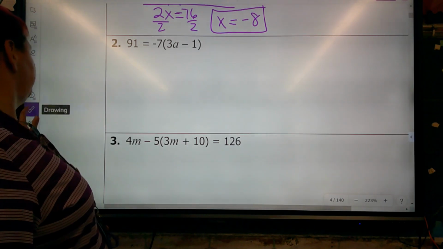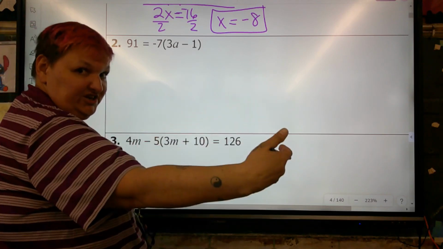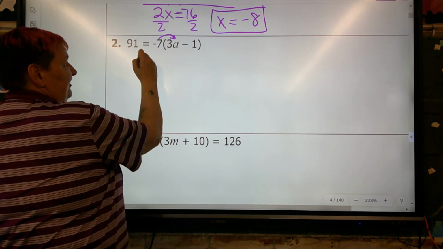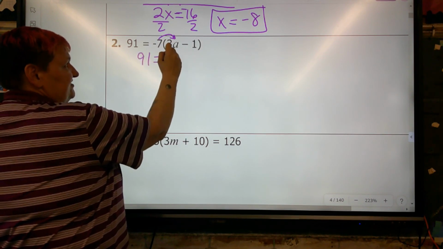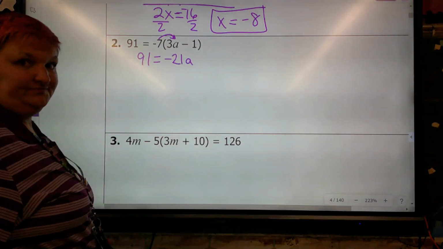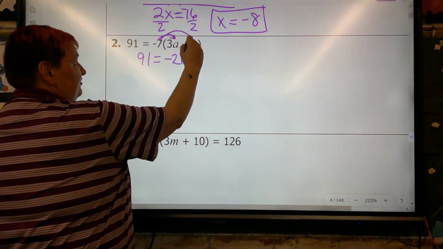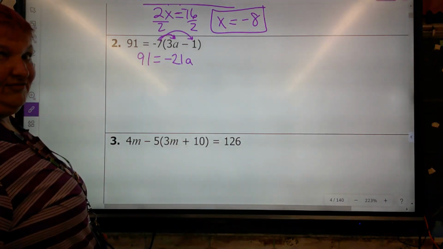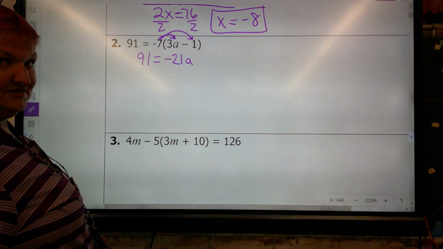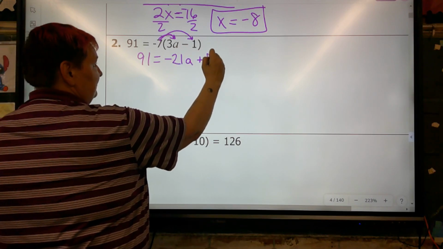Alright, this time there is parentheses, so we're probably going to have to distribute first. Distribute means to share. You're going to distribute by multiplication, right? So 91 equals negative 7 times 3a is negative 21a. And then you're going to distribute to the other term in the parenthesis. If there are 5 terms in the parenthesis, you distribute that 7 5 times. Negative 7 times negative 1 is positive 7.